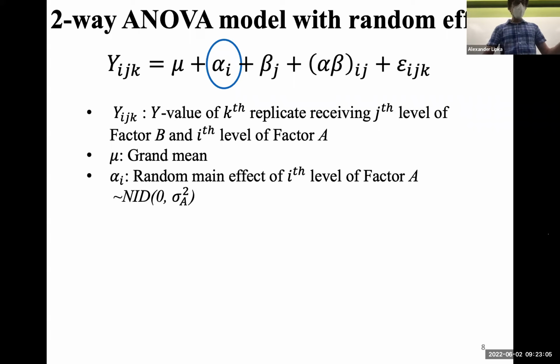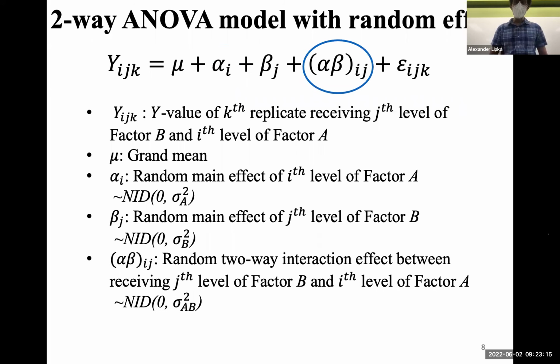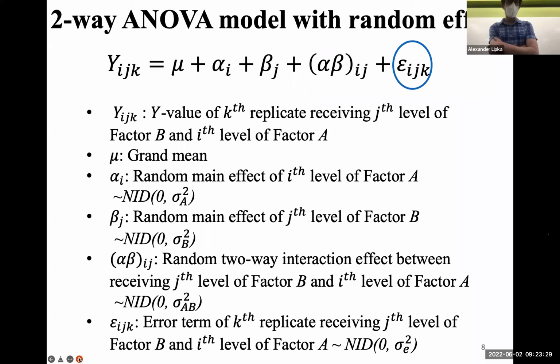Now we're also going to assume that the main effect of the jth level of factor B is random, so that's also a normal random variable. And we're also going to assume that the two-way interaction effect is random. And then also we've got our good old error term. I'd be remiss if I didn't mention it.